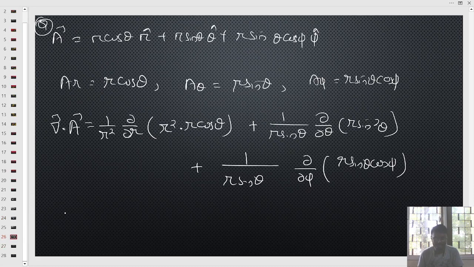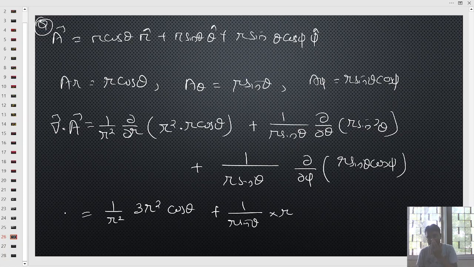So it will become like this. If you do the calculations, you will get 1 upon r square del upon del r of r cube cos theta. Cos theta is not a variable with r, so we can differentiate like this: 3 r square cos theta. Then 1 upon r sin theta del upon del theta of r sin square theta. R comes outside the bracket and differentiating with respect to theta, it will become 2 sin theta cos theta. Are you understanding, students?